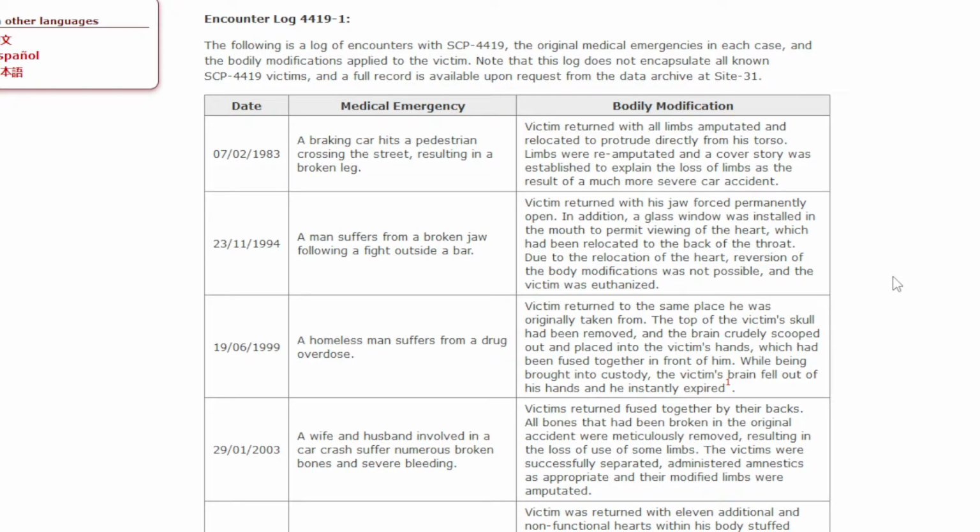I was going to say, how are you seeing it? But that makes sense. Due to relocation of the heart, reversion of the body modification was not possible and the victim was euthanized. Seems like some of these would be pretty easy to euthanize. I think you just break the glass on that one and, I don't know, let the glass shards take care of it from there.